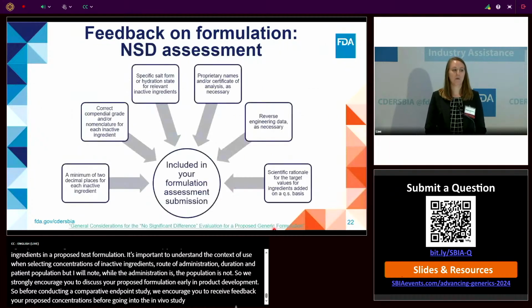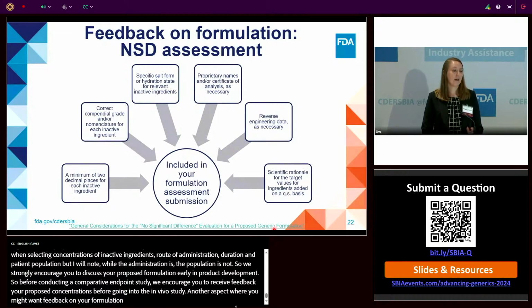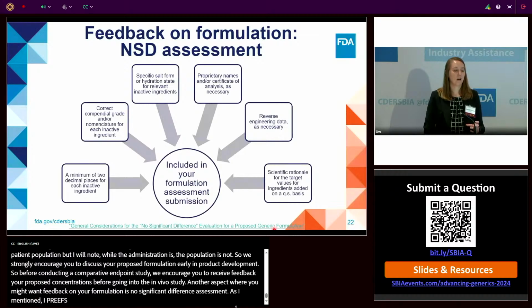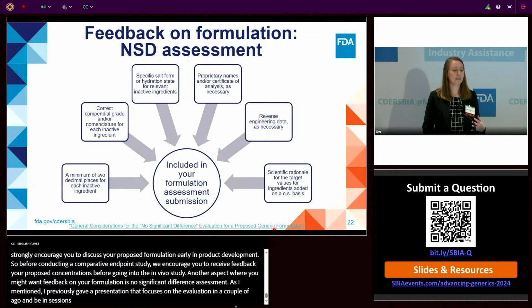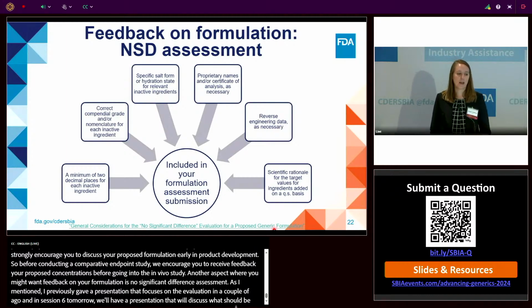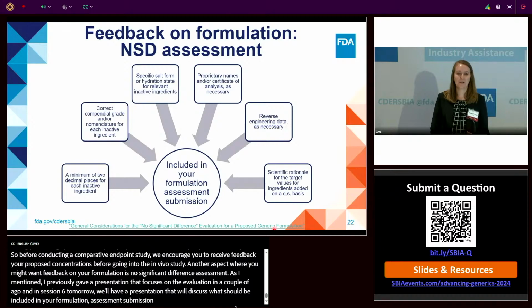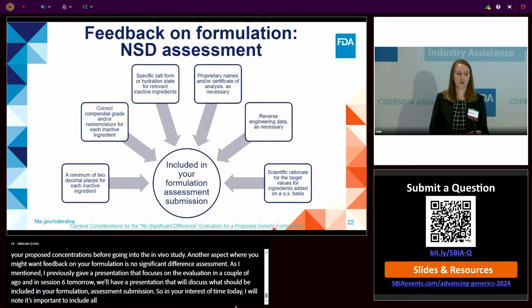Another aspect where you might want feedback on your formulation is a no significant difference assessment. As I mentioned, I've previously given a presentation that focuses on this evaluation a couple of years ago. And in session 6 tomorrow, we'll have a presentation that discusses what should all be included in your formulation assessment submission. So in the interest of time today, I will just note that it's important to include all relevant information related to your formulation in your submission.